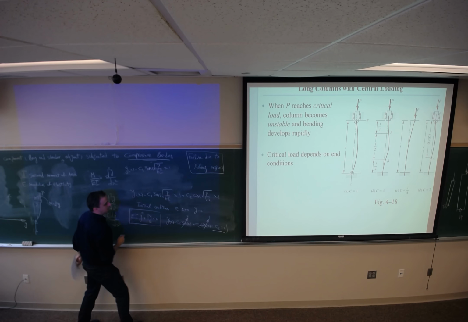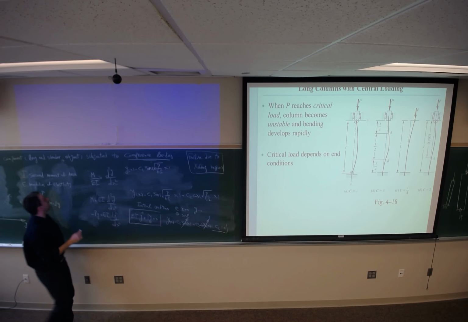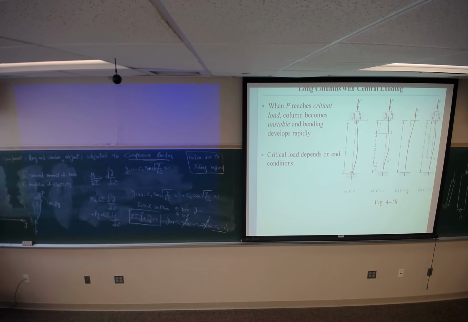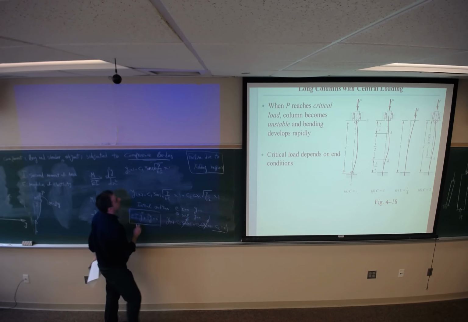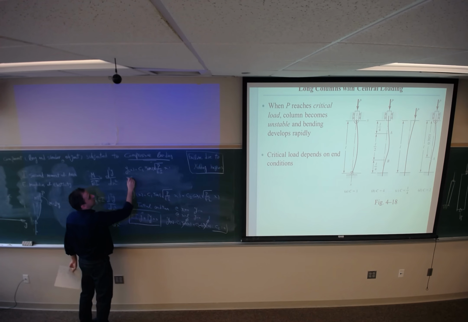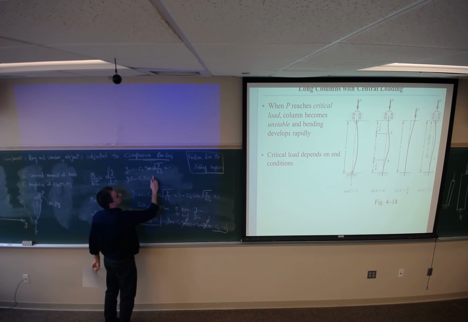Now, the second initial condition, at the end of the column, at x equals L, if it's the ending point of the column, I can see the deflection is going to be 0. So one more time, apply the initial condition: sine of square root of P over EI times L equals 0.